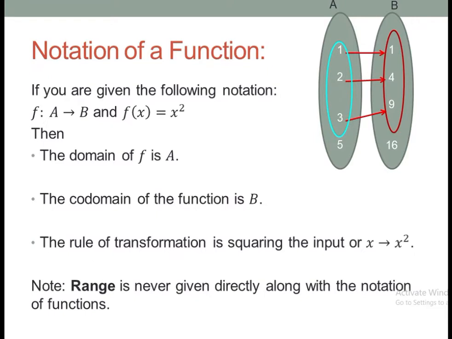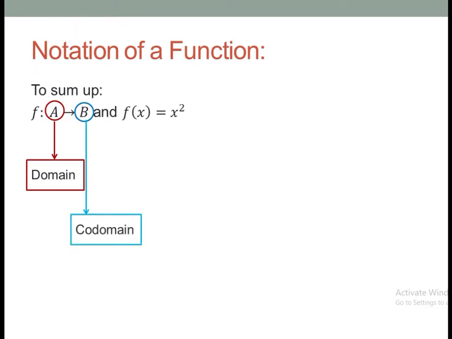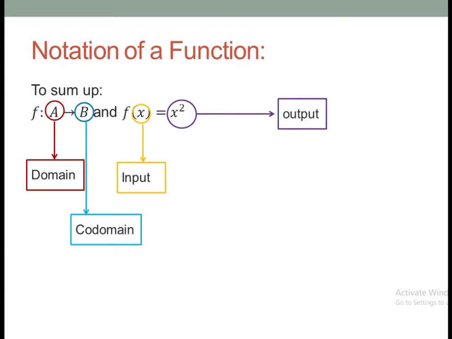Note that the range is never given directly along with the notation of a function. To sum up, we can say A is the domain, B represents the codomain, here x represents input, and x square represents output.